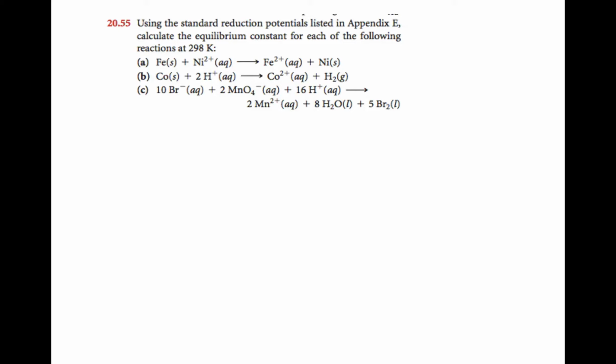Using the standard reduction potentials listed in Appendix E, calculate the equilibrium constant for each of the following reactions. All right, so for the first one, we have iron losing electrons to nickel 2 to turn into nickel metal, and iron turning into iron 2.